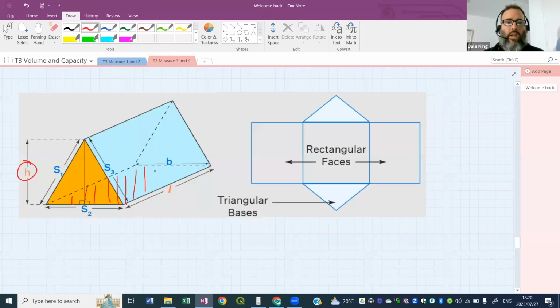We've got three rectangles we've got to take care of. And we all know the formula for the area of a rectangle is length times breadth. Okay. Now let's put this thing together.